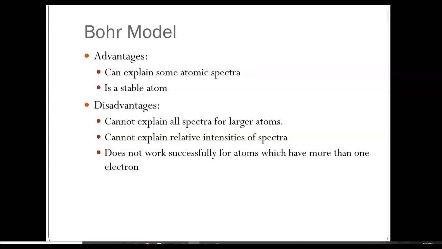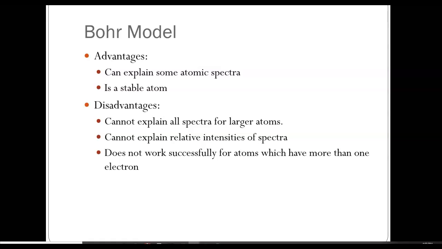Now, it has some significant disadvantages. It cannot explain all spectra for larger atoms. It cannot explain relative intensities of spectra, meaning that some of the lines are actually brighter than other lines. And most importantly, the Bohr model does not give correct calculations for predicting lines for atoms which have more than one electron, which is actually a really big issue because most atoms have more than one electron. So even though it can work from a conceptual perspective, there's a lot of issues with the Bohr model, and so it was discarded a couple of years after it was developed.